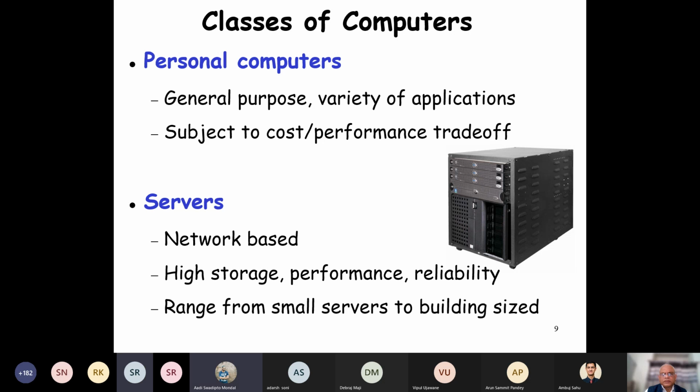Email server. Web server. IIT KGP server. AWS. Where high computation is needed. Any network-based application. Let me just answer, Bipul. Yes, sir. Any network-based application basically requires a server.